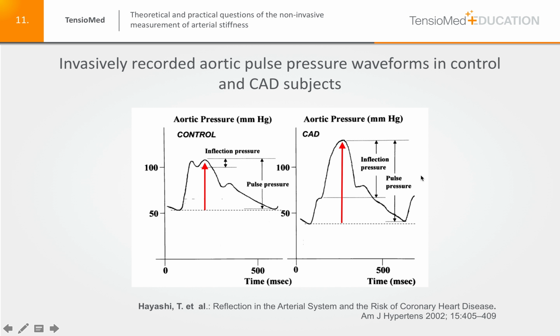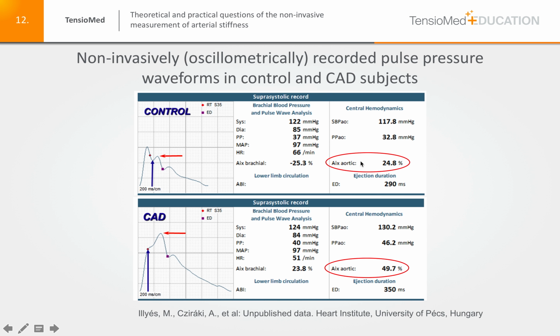This kind of invasively recorded change can be reproduced with very high accuracy with the oscillometrically recorded pressure wave. Here you can see the normal subject, whose second systolic wave, shown by the red arrow, is much lower than the first direct systolic wave, representing the normal augmentation index, which in this case was 24.8%.